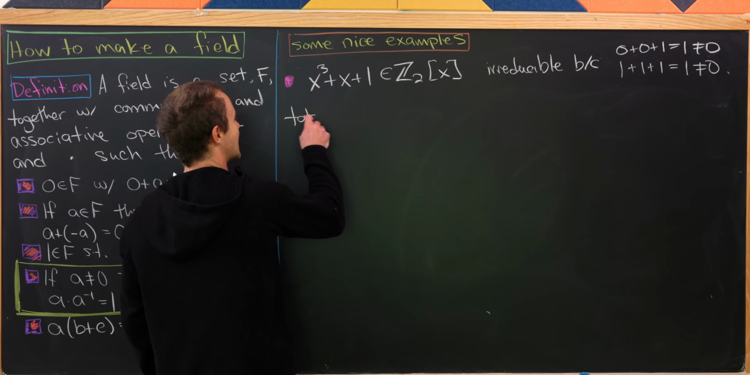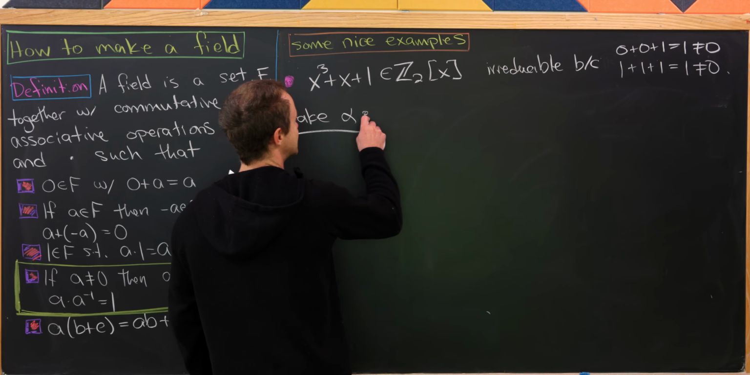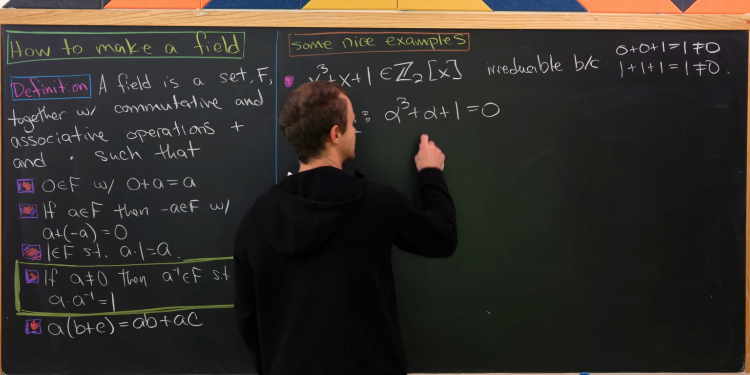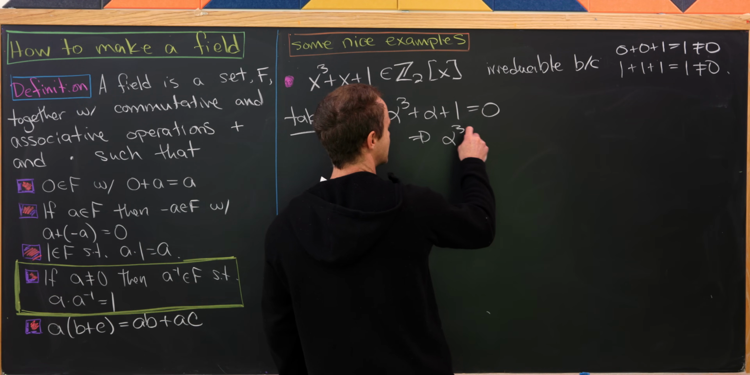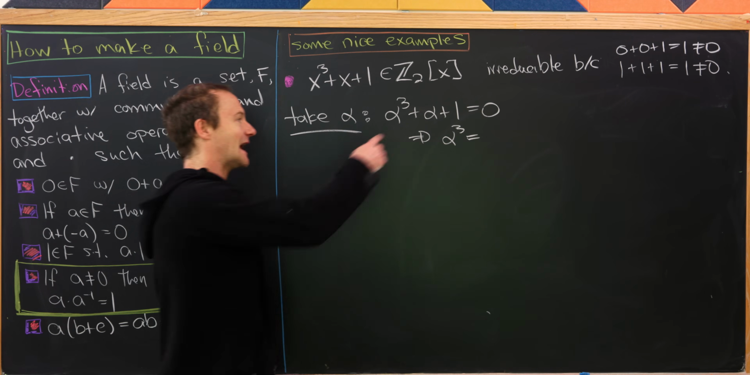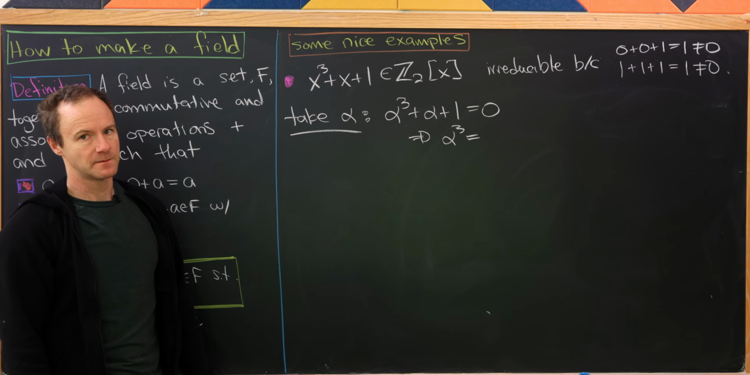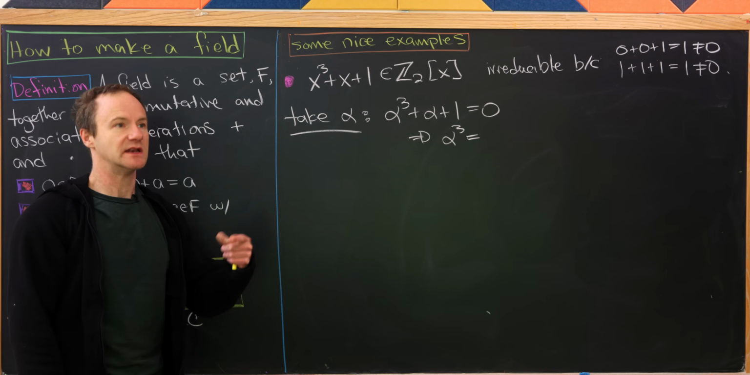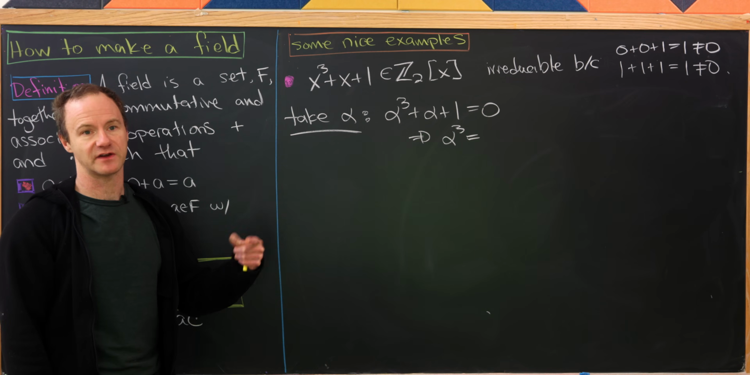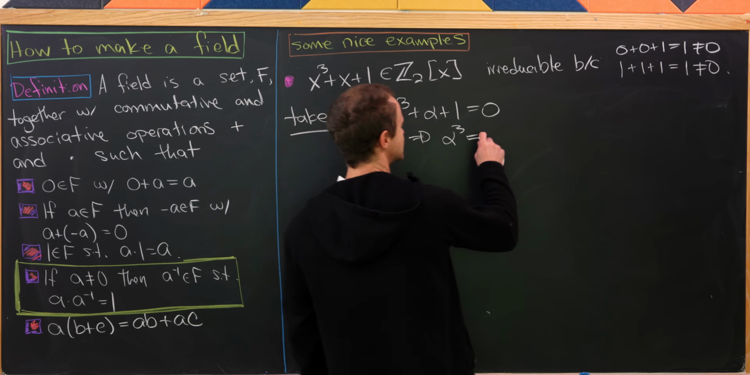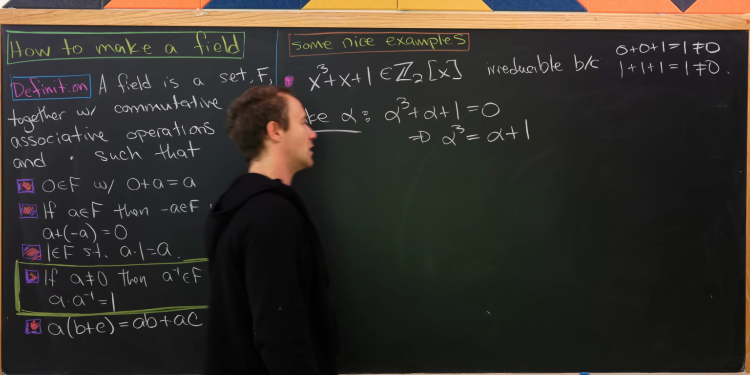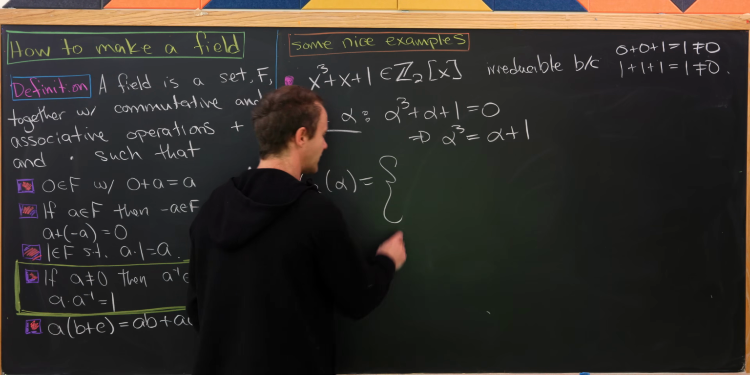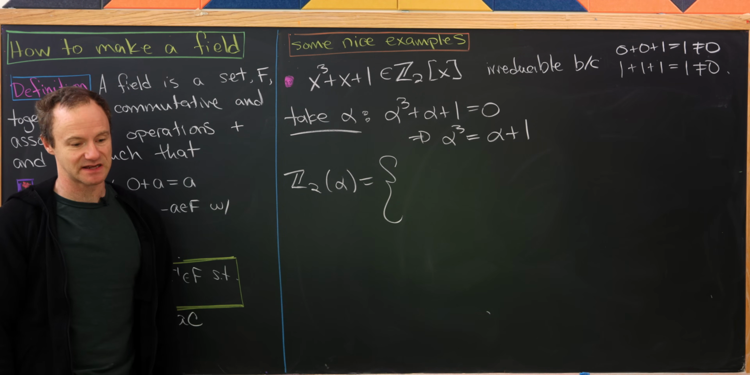So let's take alpha to be our symbol such that alpha cubed plus alpha plus 1 equals 0. But notice that means that alpha cubed equals, well, negative alpha minus 1. But we're inside of Z2, well, our coefficients are inside of Z2, so negative alpha is the same thing as positive alpha, and negative 1 is the same thing as positive 1. So this is equal to alpha plus 1. Now we can look at Z2 adjoin alpha, and there are exactly 8 elements in this set.